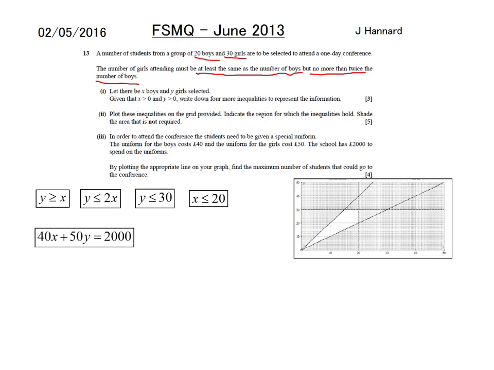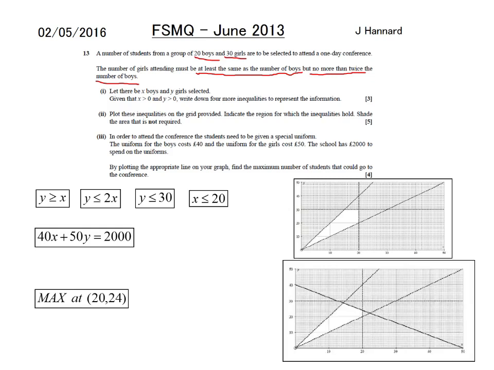So there's our objective function. In order to attend the conference, the students need to be given a special uniform. The uniform for the boys costs 40 and the uniform for the girls costs 50. The school has 2,000 to spend on the uniform. By plotting an appropriate line on the graph, which is this line here, because that should be less than or equal to 2,000. So that's that line here.